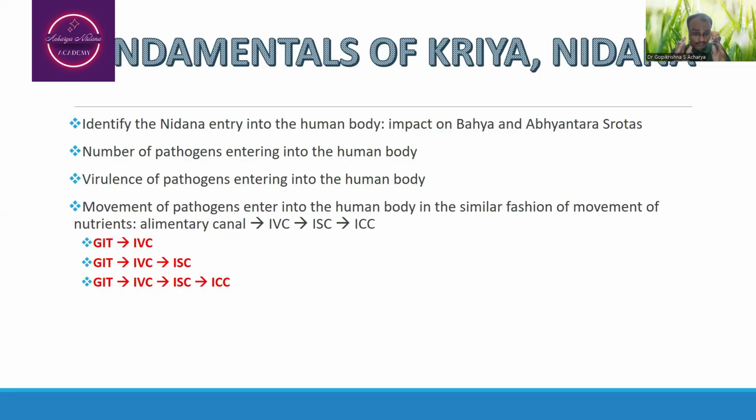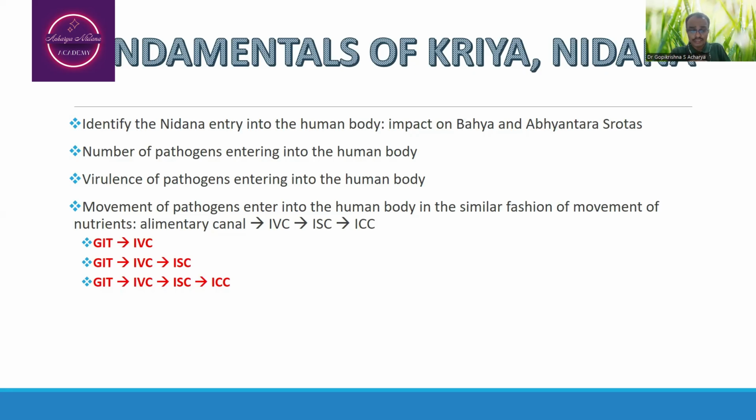So the second factor that will be determining the Samprapti or Nidana analysis is the number of pathogens entering into the human body. Lesser number of pathogens, less severe disease. More number of pathogens, more severe disease may happen in the human body. The third factor that is going to determine is the virulence of the pathogens entering into the human body. Less virulent pathogen, milder form of disease. More virulence of pathogen, more severe form of the disease will be manifested in the human body.